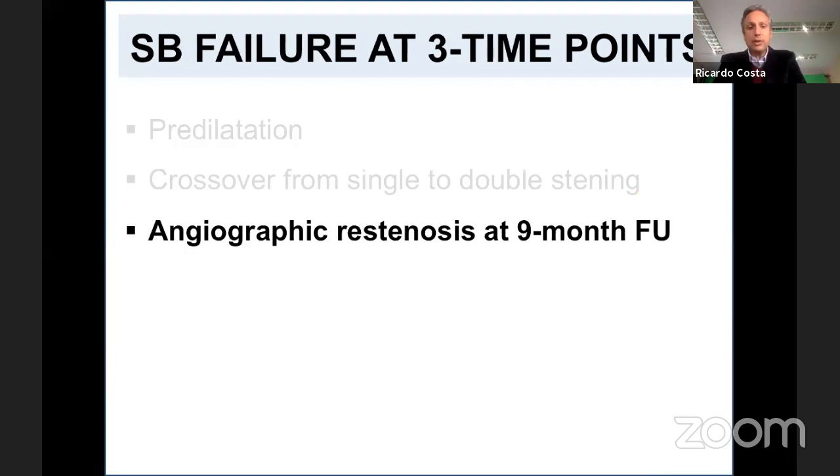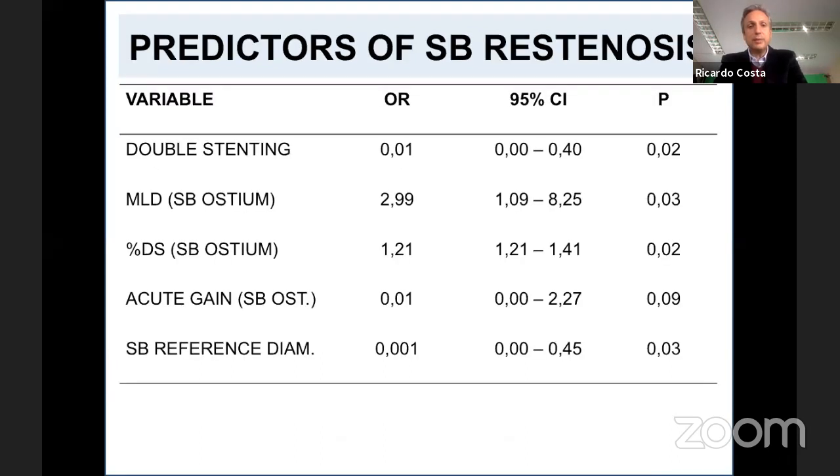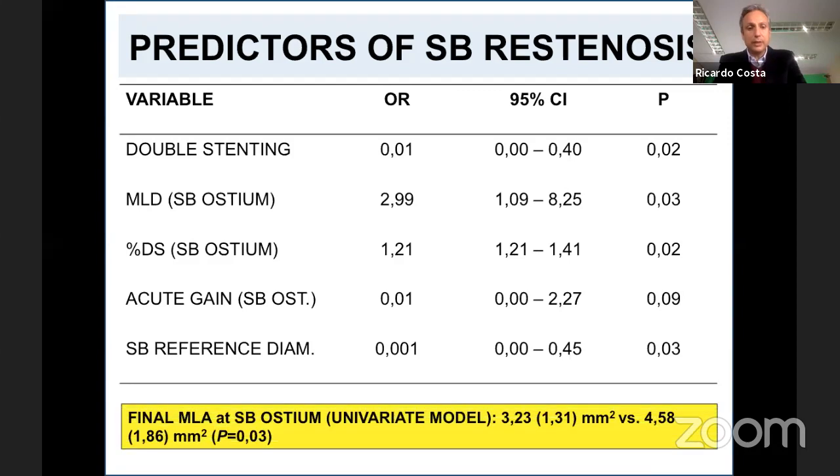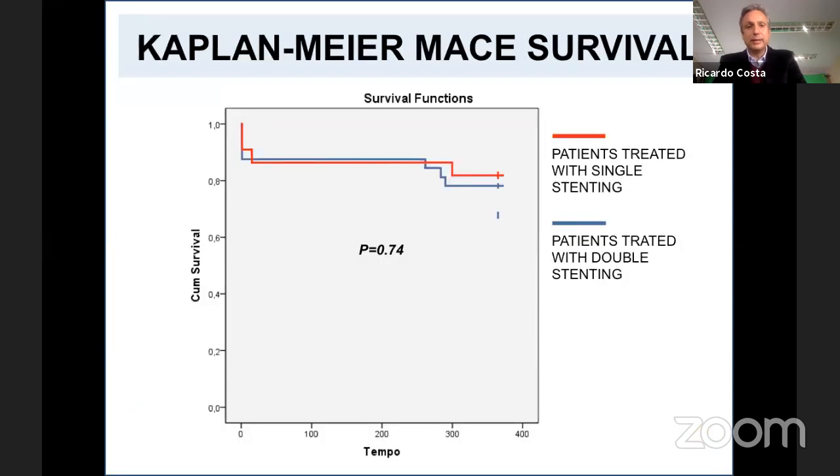And then angiographic restenosis at 9-month follow-up, these were the predictors. So double stenting was so-called protective for not occurring recurrences in the side branch location. And the minimum lumen area at side branch by IVUS was also a predictor identified. This study was not powered for clinical endpoints, so we did not see difference at 12-month follow-up.